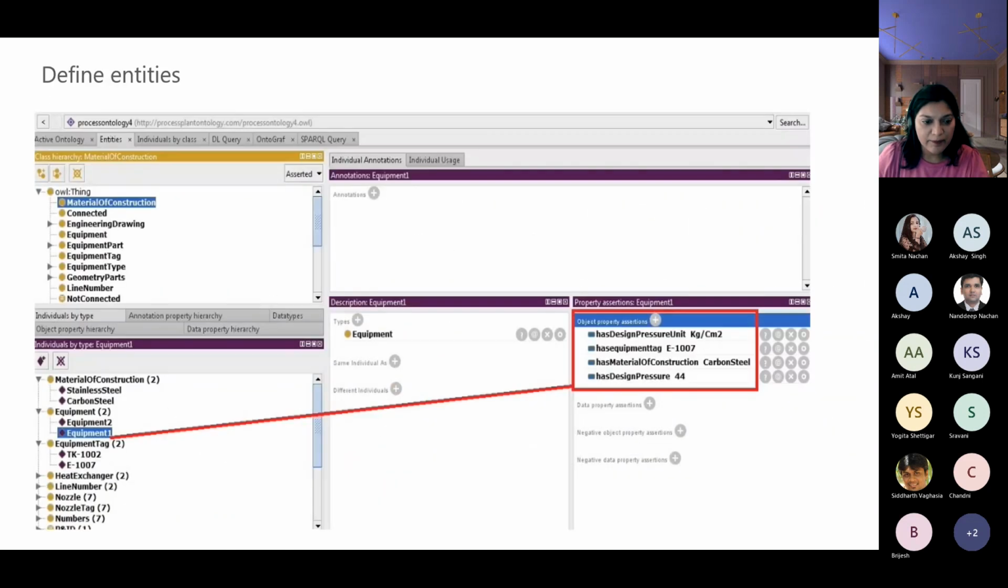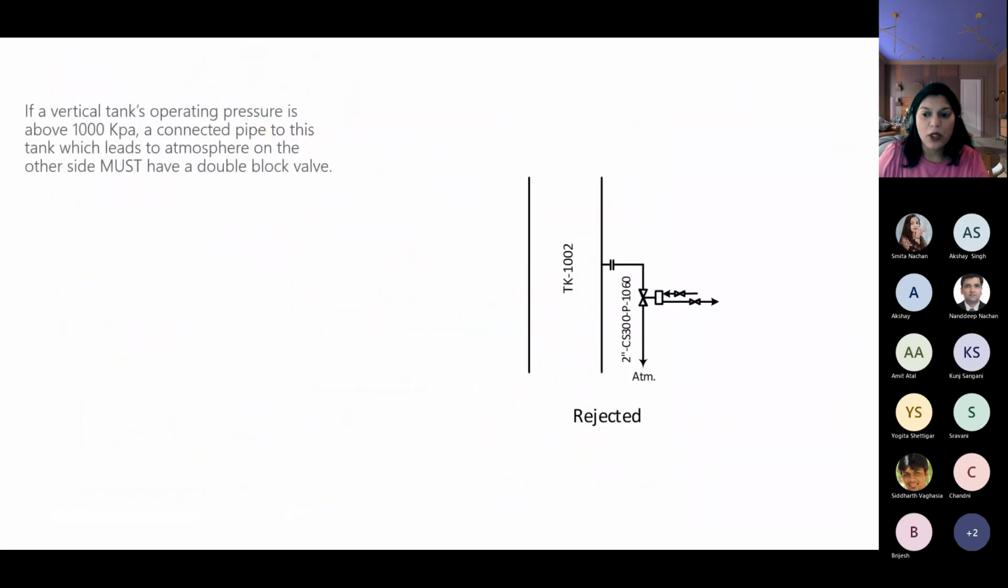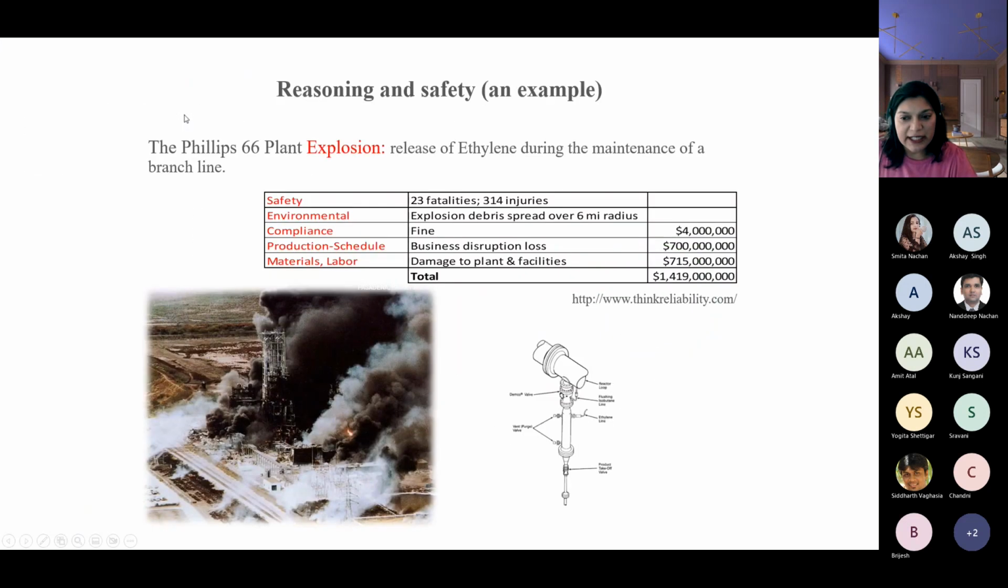Let us say I have this sort of a quality control rule. If I'm talking of a vertical tank, and the operating pressure is about 1000 kPa, then that pipe must have a double valve, right? If it has a single valve, you should reject it. So this sort of an instruction has to be converted into a machine readable format.